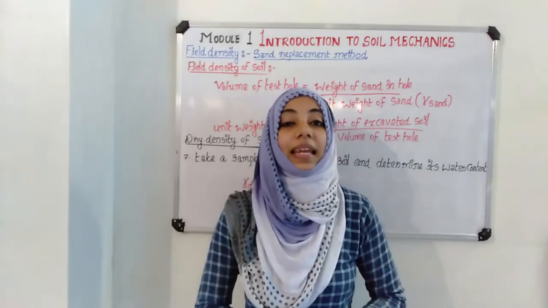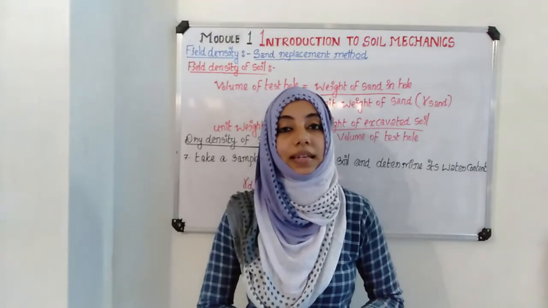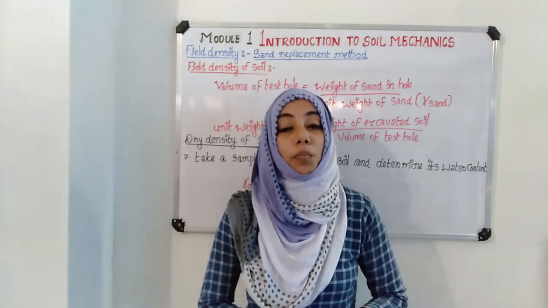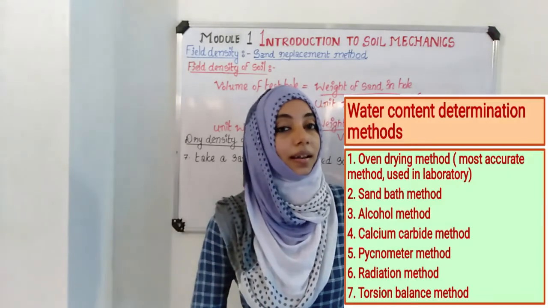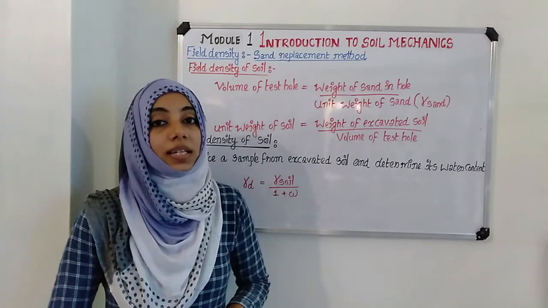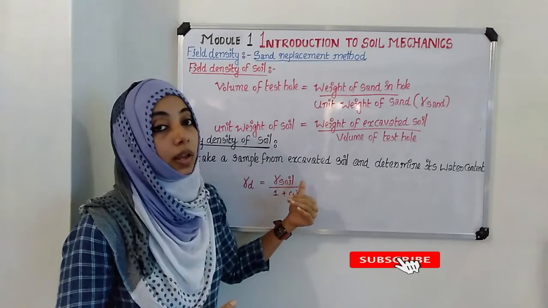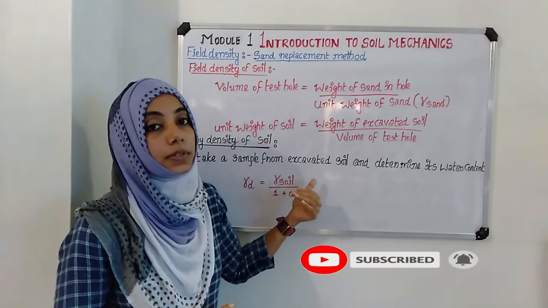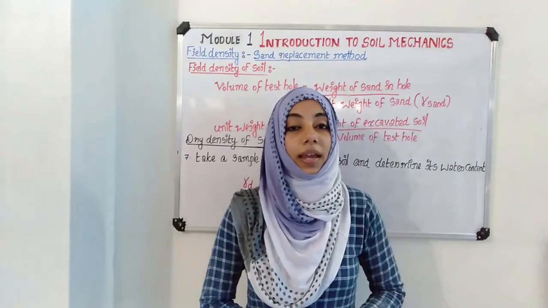For this, take a sample from the excavated soil and water content is determined. The water content can be determined by using any method of water content determination. Those are listed here. Then use the equation dry density is equal to bulk density of soil, or moist density of soil, or field density of soil, divided by 1 plus water content. Okay, thank you.